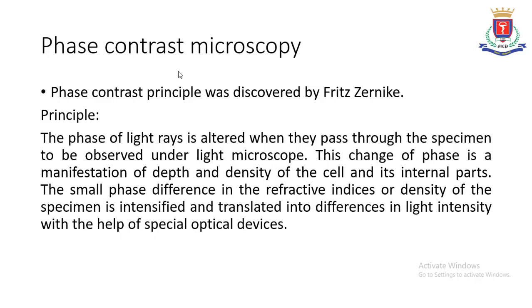Since there is very little difference or contrast in the refractive indices or density of this specimen, its internal structures and the medium, it is not made visible by the bright field microscopy. In phase contrast microscopy, the small phase differences are intensified and translated into differences in light intensity with the help of special optical devices.